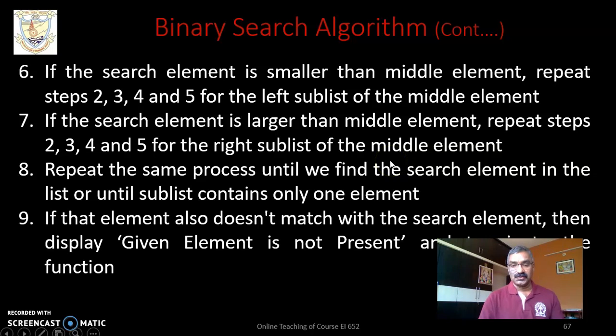So first you check the middle element, then decide whether we have to go for the left sublist or the right sublist. If the search element is smaller, then go to the left sublist. If the search element is larger, then go to the right sublist. So repeat the same process until we find the search element in the list or until the sublist contains only one element. So go on zeroing in on the sublist on the left side or the right side until you find only one element in the list.